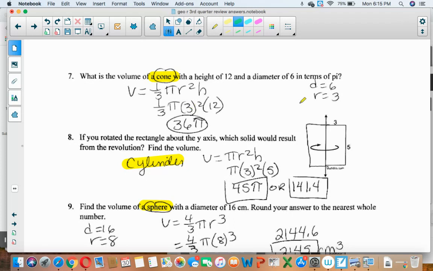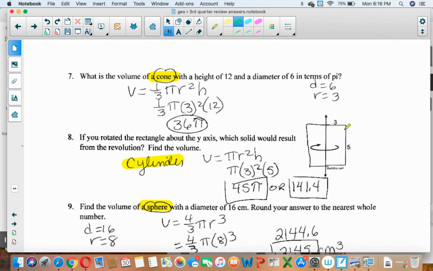Now this question says that they want your answer in terms of pi. So I'm going to multiply everything that's here, but I'm not going to put the pi in my calculator. And when I do that, so 1/3 times 3 squared times 12, my answer is 36 pi, and that's my answer. Another thing that we talked about was rotating a figure.